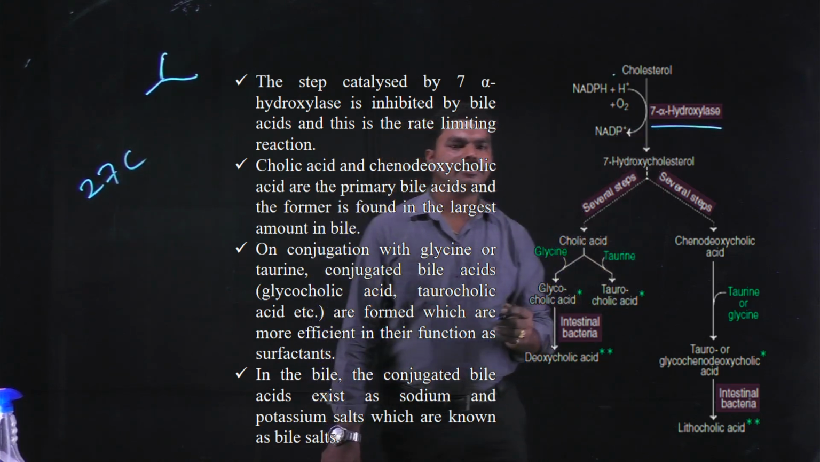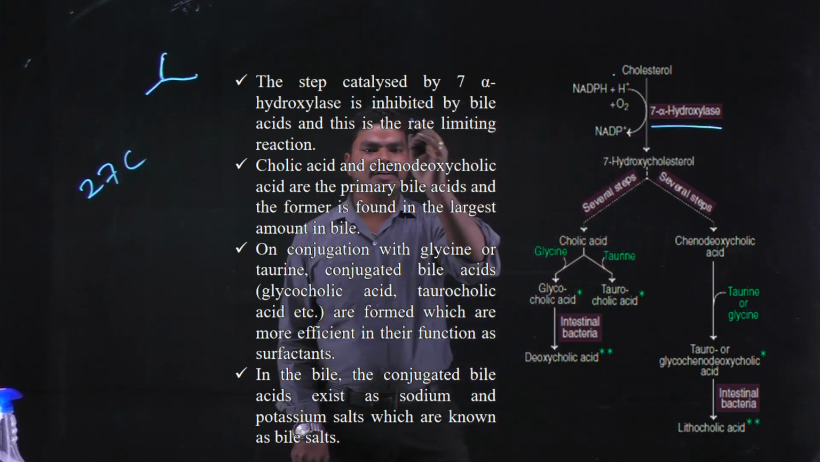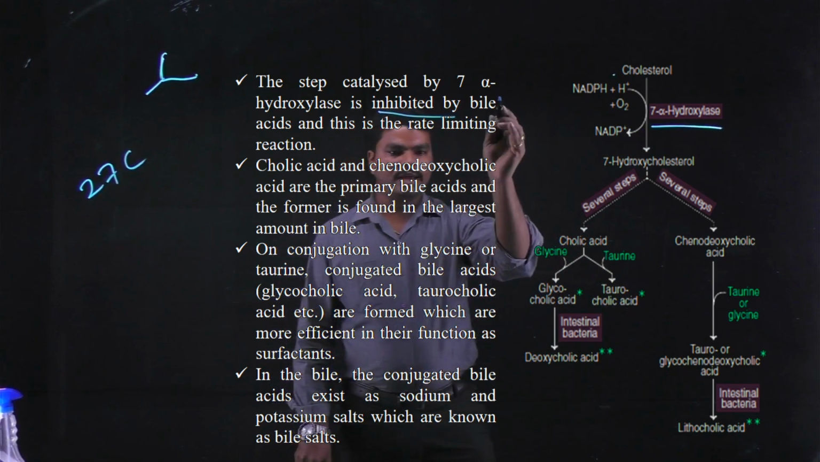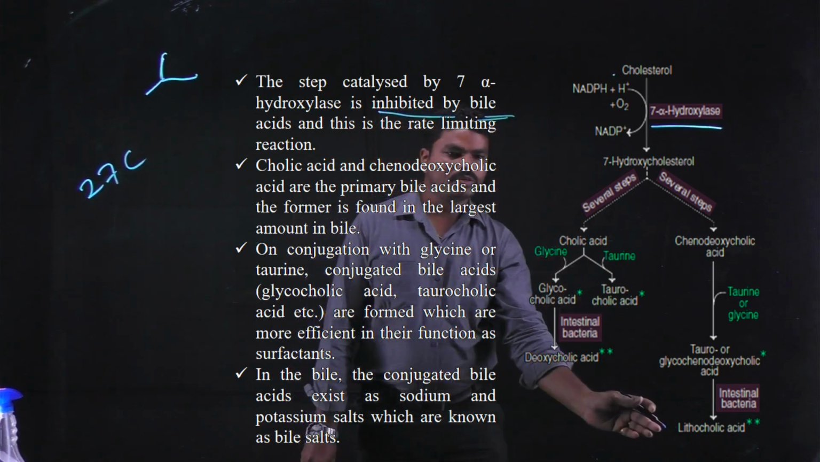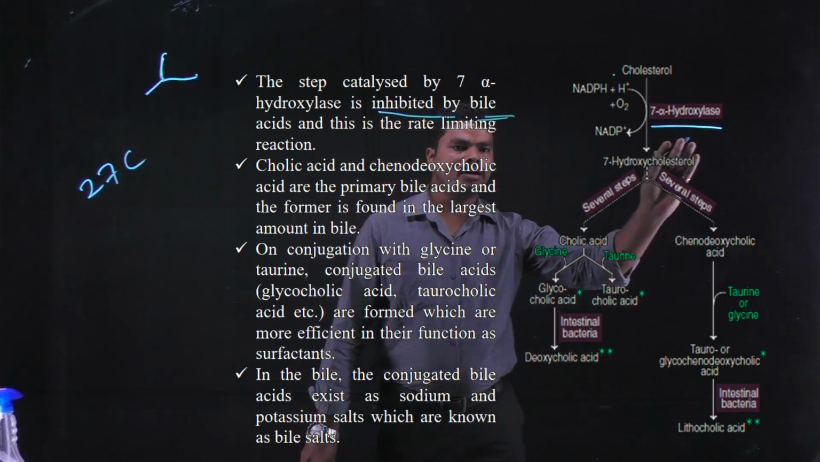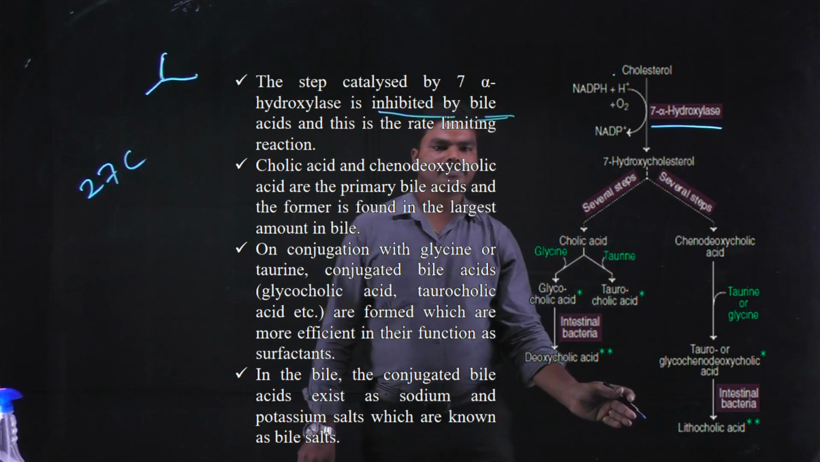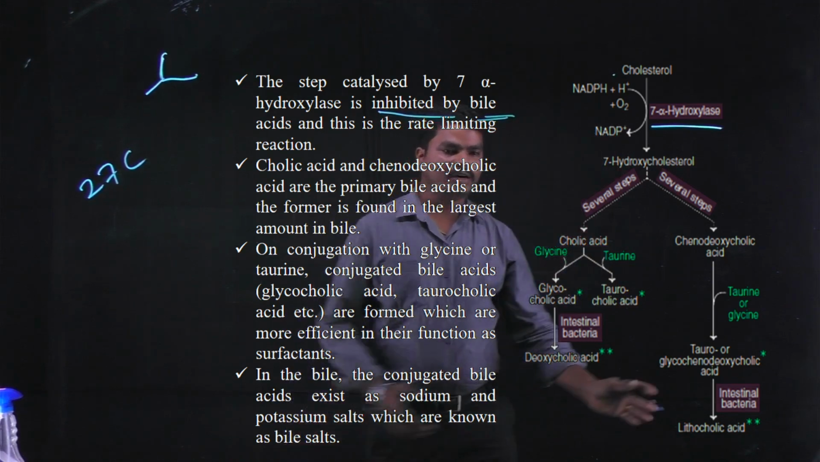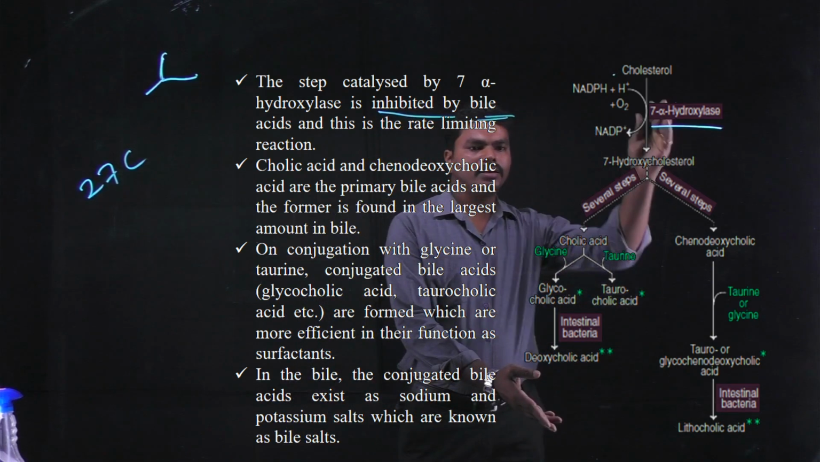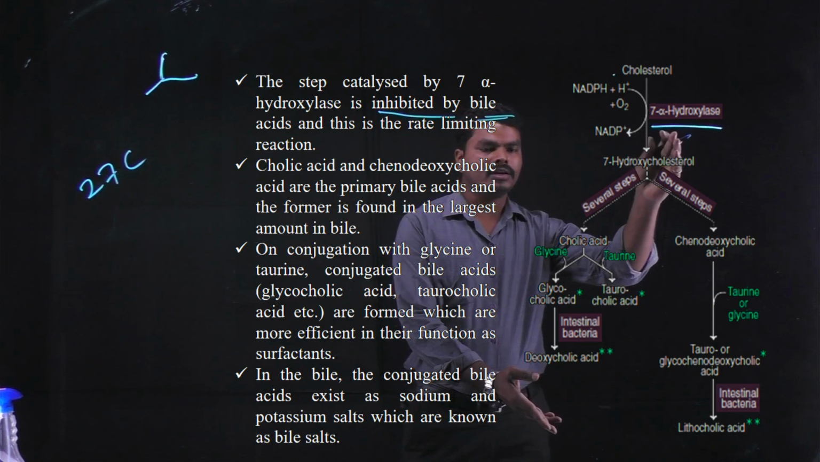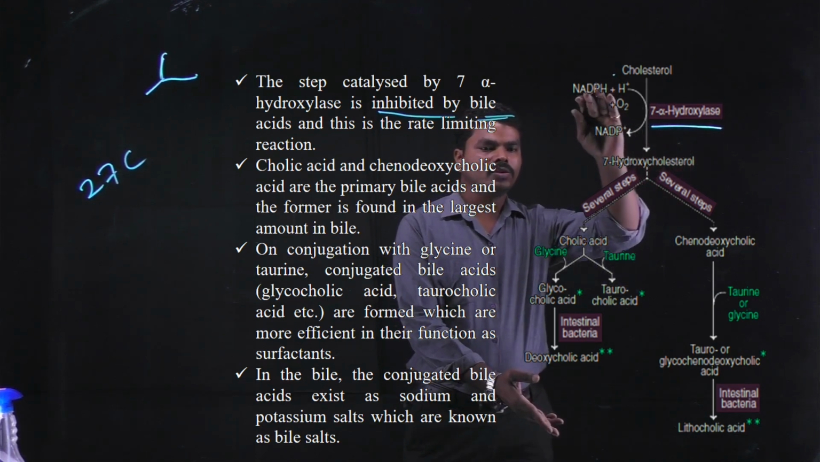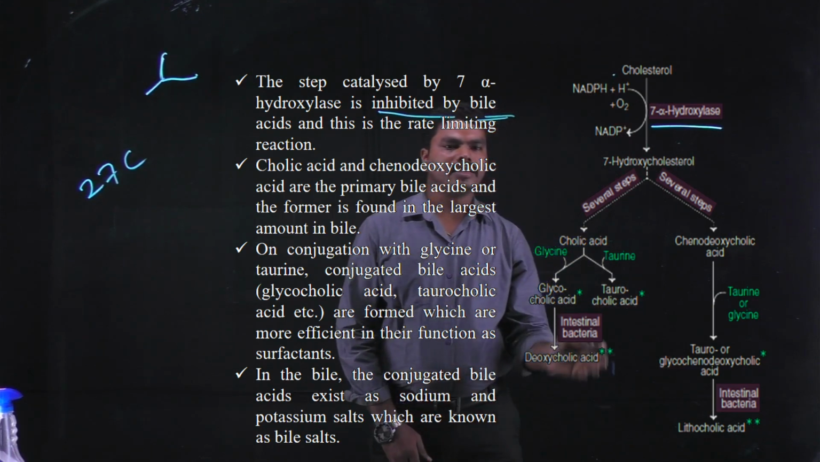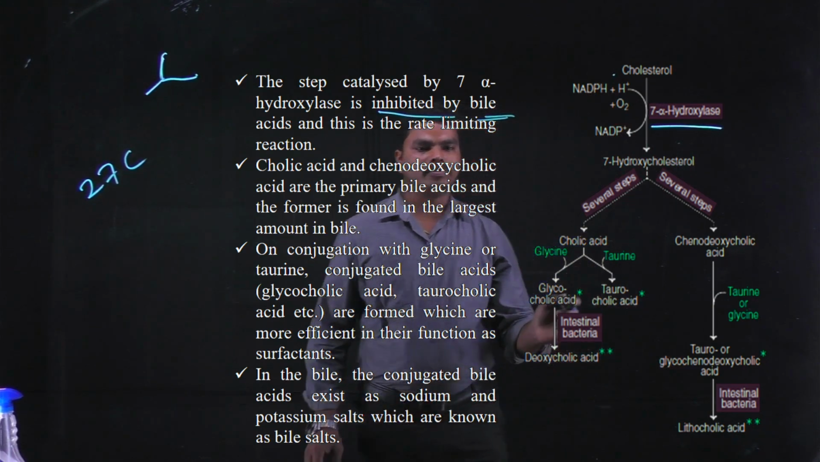7-alpha hydroxylase. This 7-alpha hydroxylase is inhibited by the bile acids. That means the produced bile acid will inhibit the 7-alpha hydroxylase. Thereby, this reaction is the rate limiting step of bile acid synthesis. If the bile acids are more, then it will inhibit this enzyme, and thereby there is no production of bile acids in the liver. That's why it is considered the rate limiting step of bile acid synthesis.